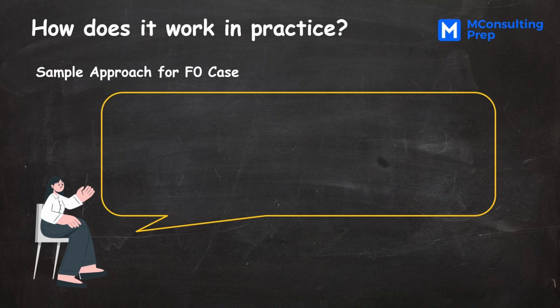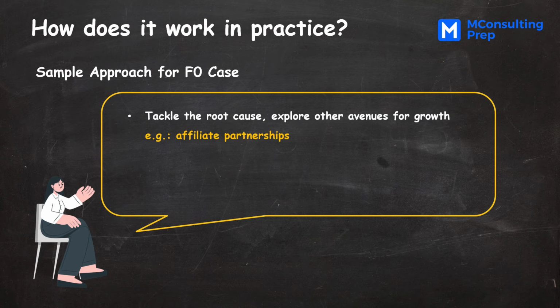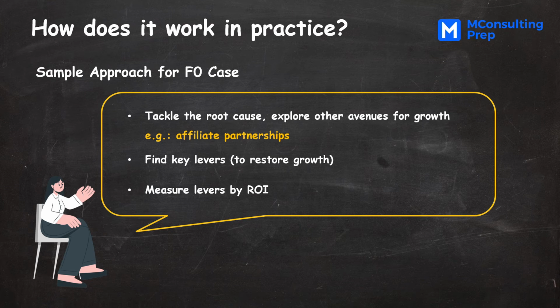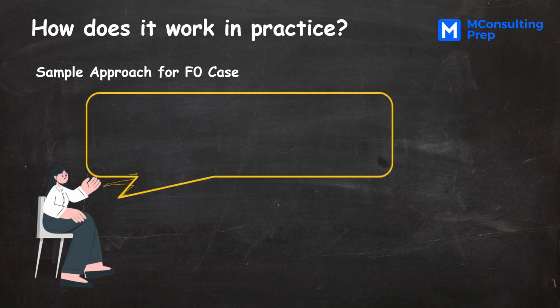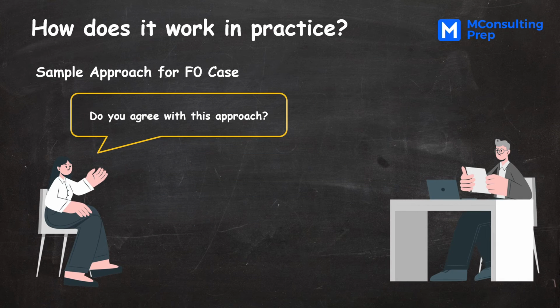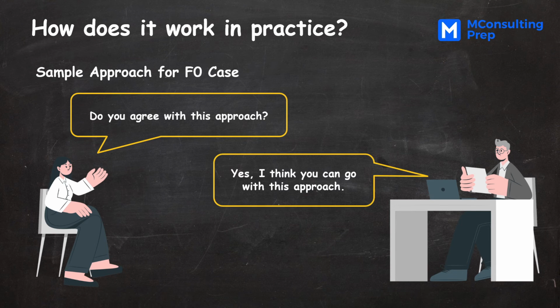After that, we can try to tackle the root cause as well as exploring other avenues for growth, for example, affiliate partnerships, or just try to sell more gear and accessories if there is still room for improvement there. We'll go with the levers that provide the highest return on investment in a reasonable time frame. Along the way, I will be asking for additional data to test my hypotheses. Do you agree with this approach, or do you suggest anything else? Yes, I think you can go with this approach.